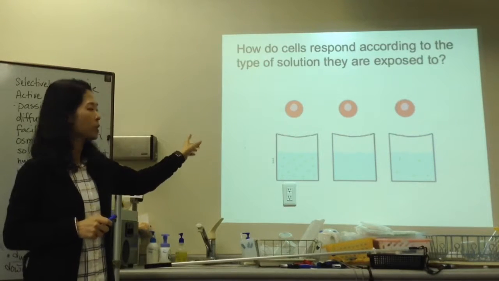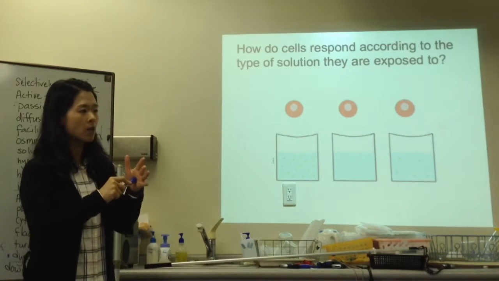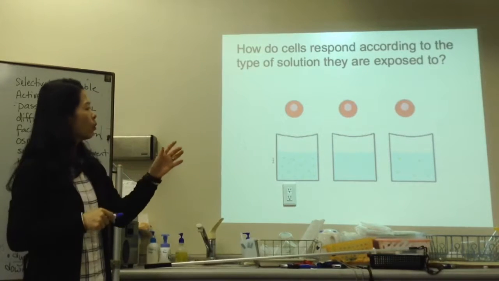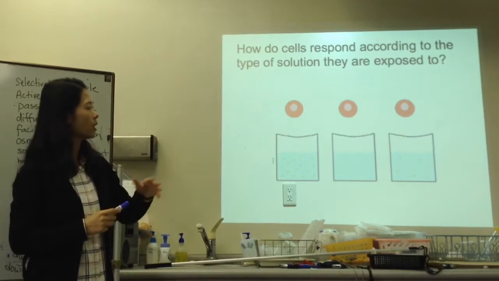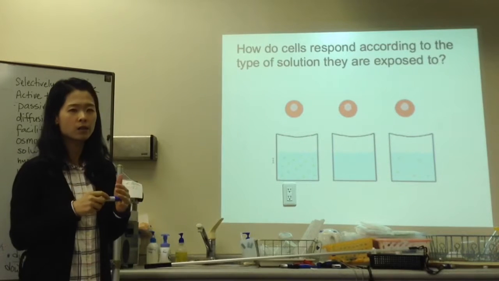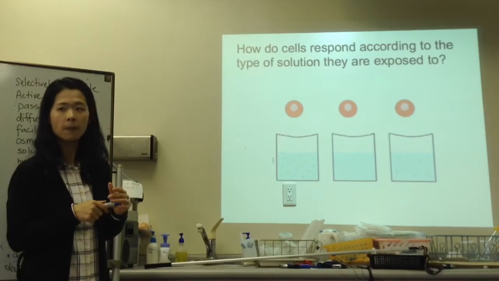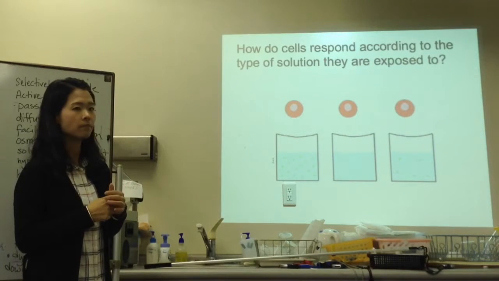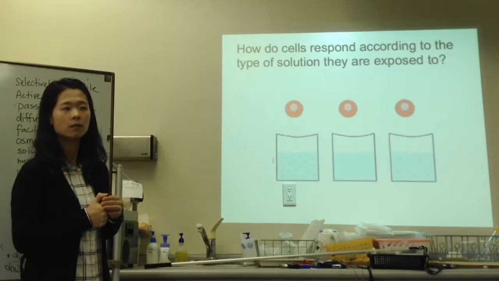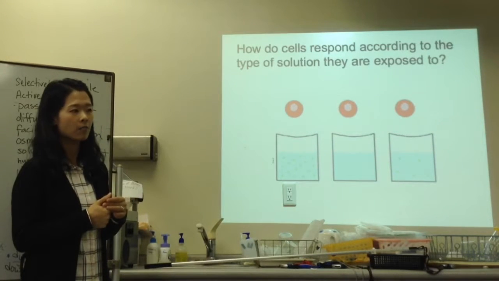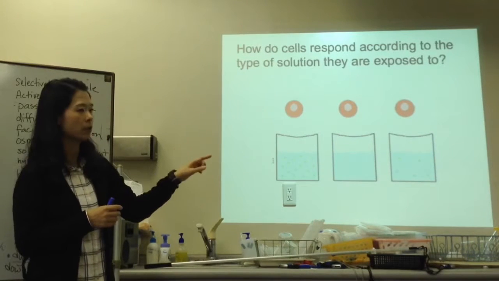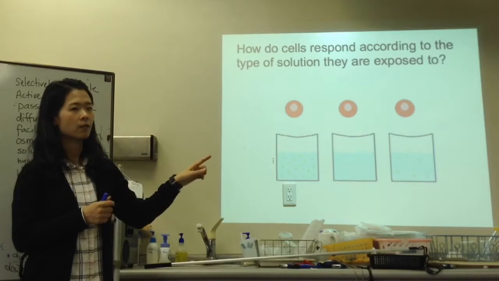First, identify which of the solutions is iso, hypo, and hyper. Which of the three is more like isotonic? The third one. Middle or third? Third. Iso is the same, like isosceles triangle. The concentration is the same. So which one, the middle or the third? Third, because the middle one has absolutely nothing.